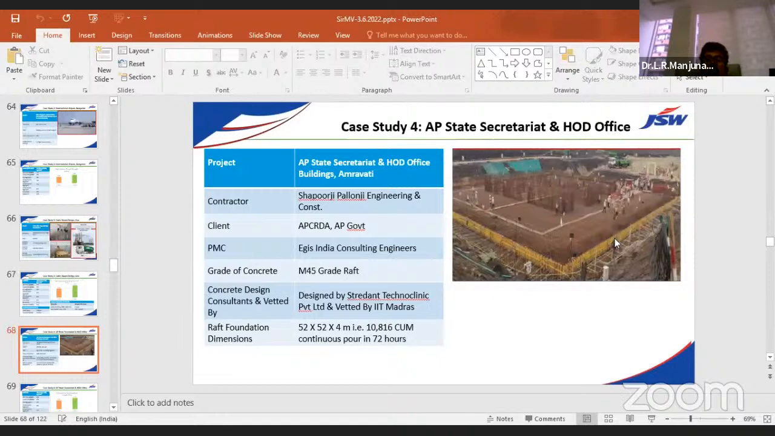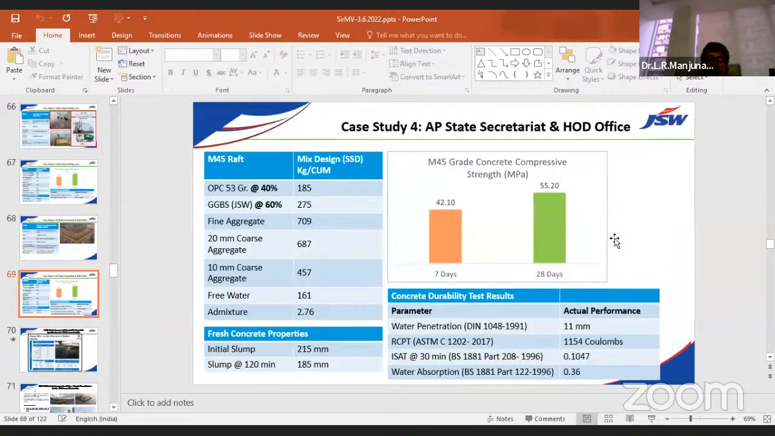Then this is the Amravati project which was stalled by the government. There, Shapoorji Pallonji, they went up to 60% GGBS in the mix. See, OPC is 185 kg, GGBS 275 kg, 60%, because they had to control the temperature, because the raft was almost 3.5 meter height. And many durability properties have been studied, water penetration test, RCPT value, water absorption, all these things have been studied with the concrete.